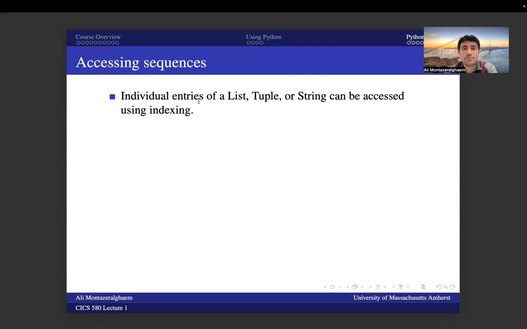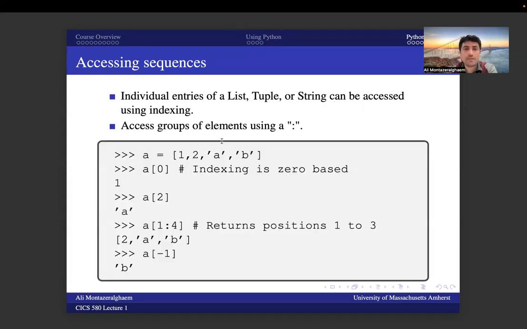Every entry in a list, tuple, or string can be accessed by using indexing, and you can access a group of elements using the colon. For example, here we have a list of mixed types, and we want to know what the first element in the list is. Indexing is zero-based, so if you enter square bracket 0, you want the first element of your list.